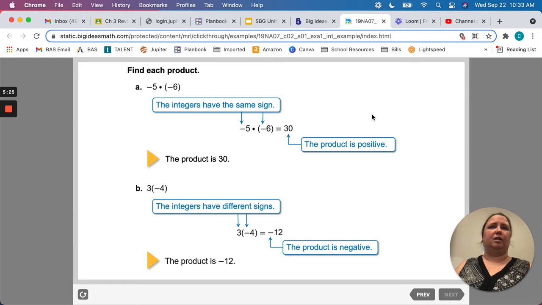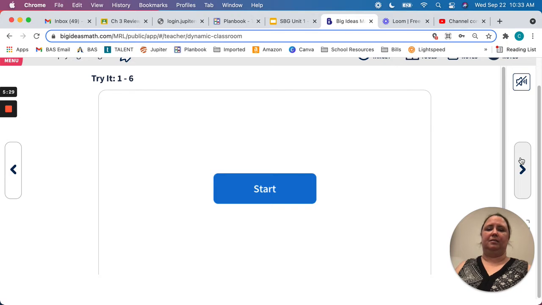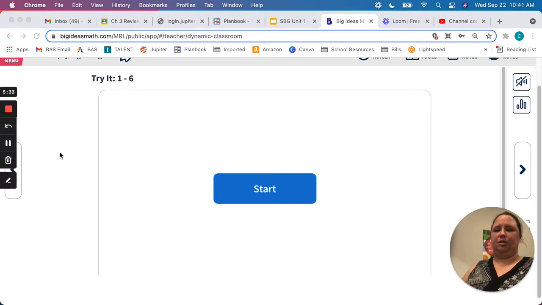Okay, does everybody have this? Can I close this? All right, good. All right, so you're hitting the next button. You have 6 try-its. Work on those. It's already saved. Okay, moving on.